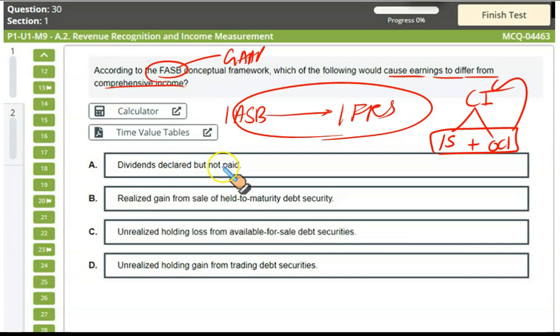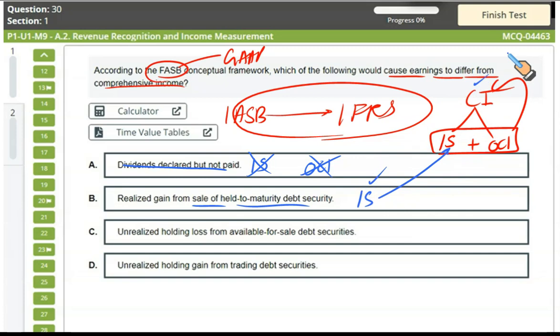Dividend declared but not paid. Dividend declared is not a component of income statement. It is not a component of OCI. This is totally an irrelevant option. None of these, income statement and OCI, they are both not affected. Realized gain on the sale of held to maturity debt security. This gain is reported as a part of income statement. Hence, income statement is a part of comprehensive income, so they both have the same impact.